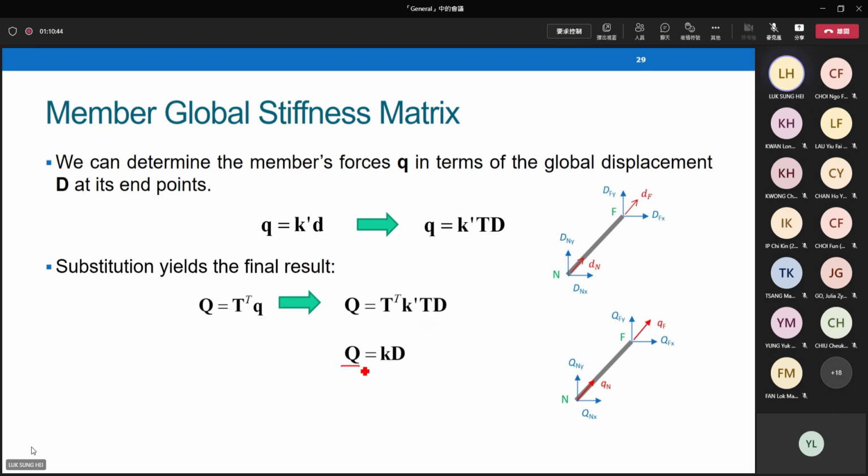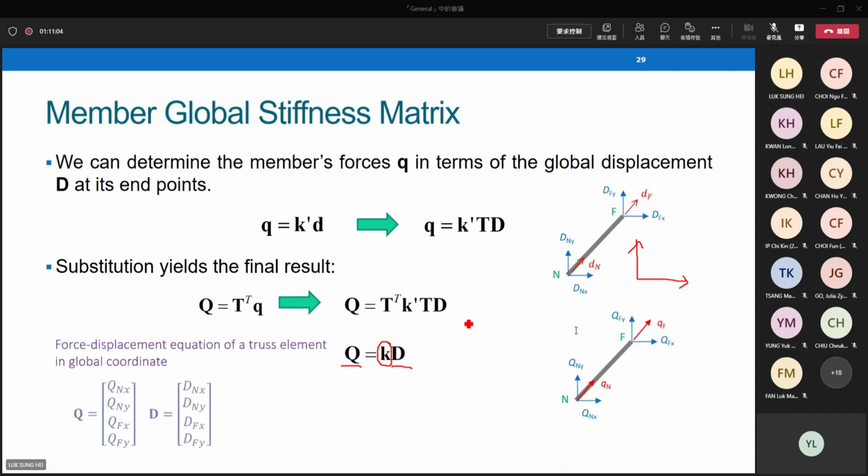On the left-hand side, it is global force. On the right-hand side, it is global displacement. So this matrix helps us to correlate global force to global displacement. The coordinate system becomes the same for all elements, horizontal for x, vertical for y. This shows you what big Q and big D are. They are nothing but the collection of all the global force and global displacement at node N and node F.